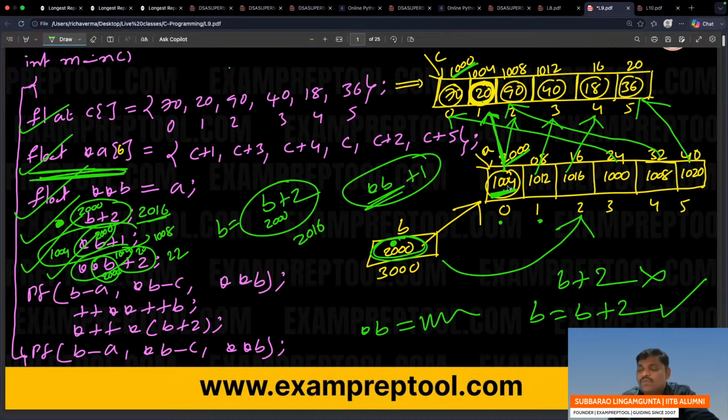GATE exam is full of traps. Traps will be there. GATE exam and a pointer, it's a very nice combination. They will bluff like anything. GATE exam itself is bluffing. GATE exam plus pointer, it's a nice bluffing.